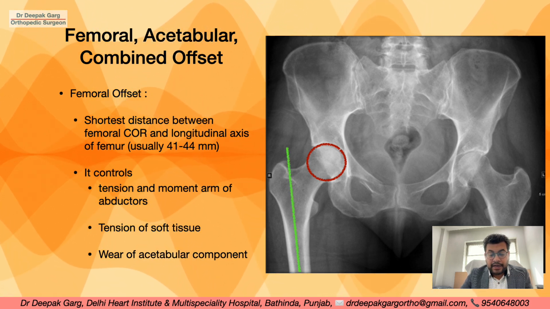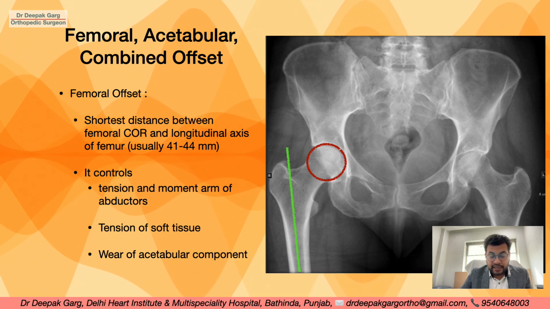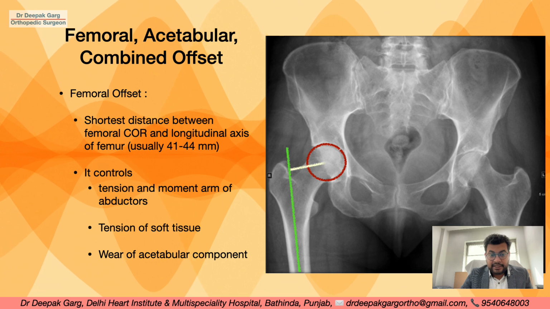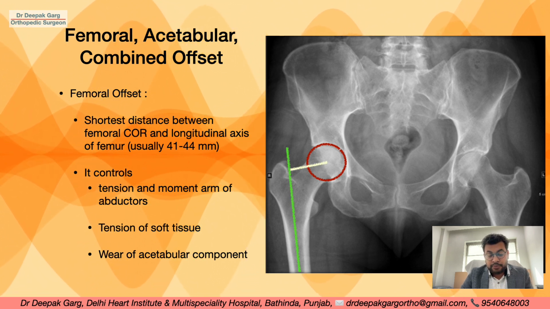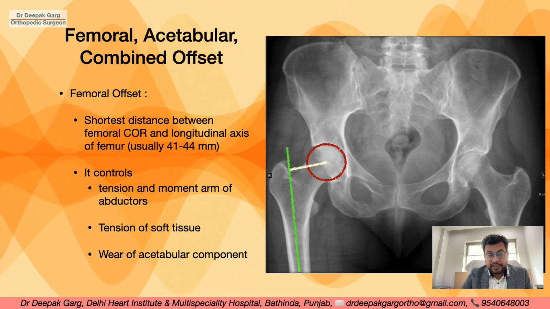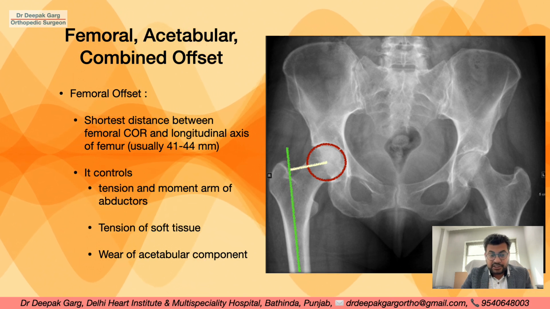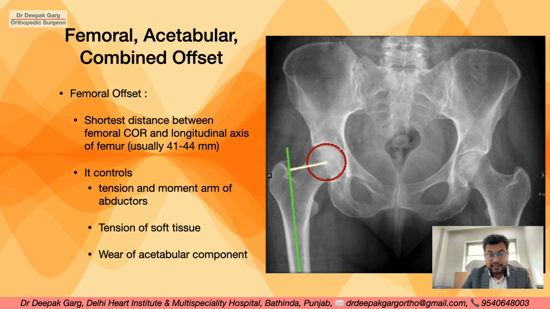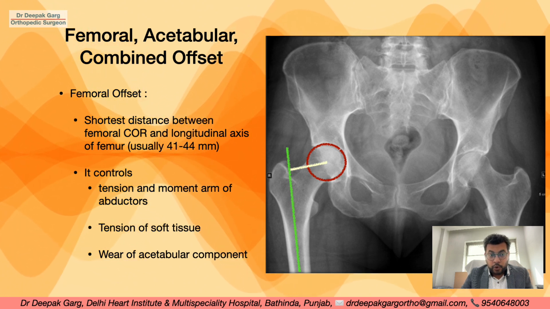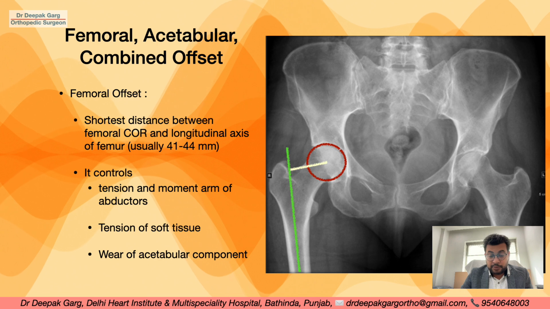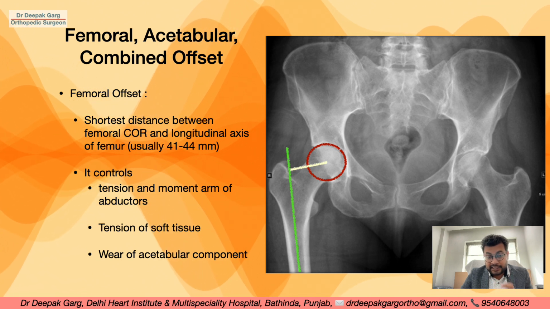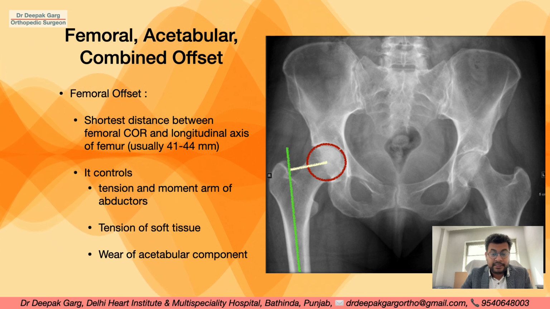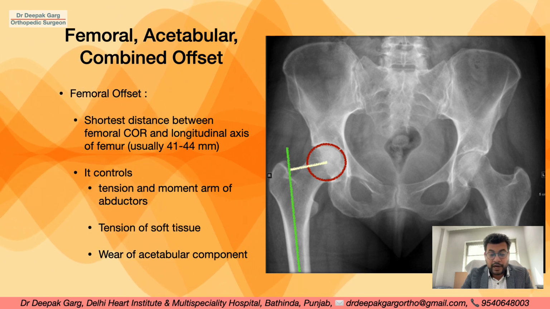First we draw an intramedullary line from the center of the femoral canal, and then we take a perpendicular distance from this line to the center of rotation of the hip. This shortest distance between the center of rotation of the hip and the line through the medullary canal is the femoral offset. It is necessary to maintain this, so we should know it. The normal value of the femoral offset in most cases is 41 to 44 mm.